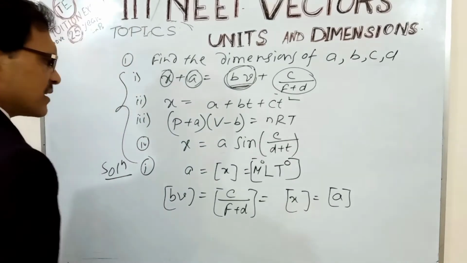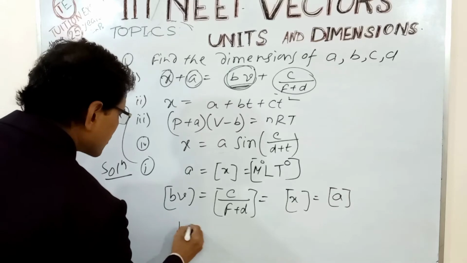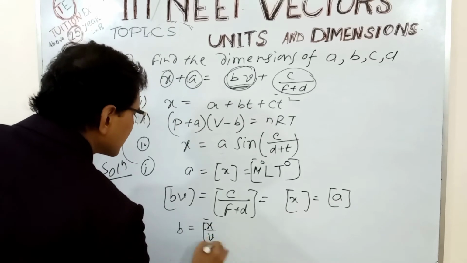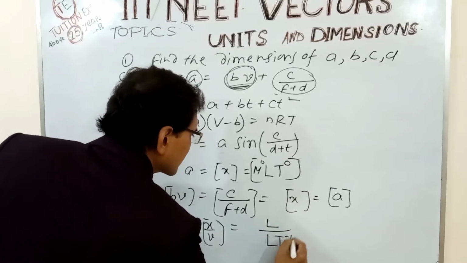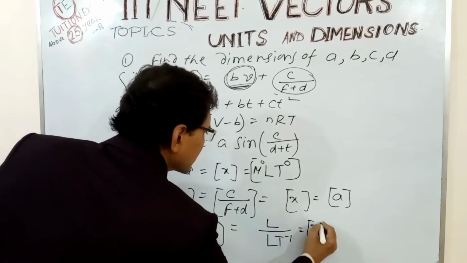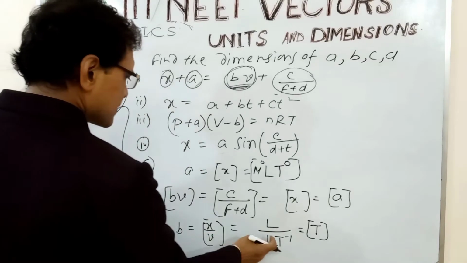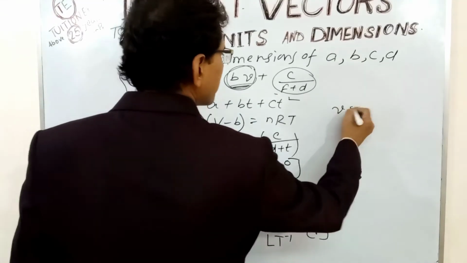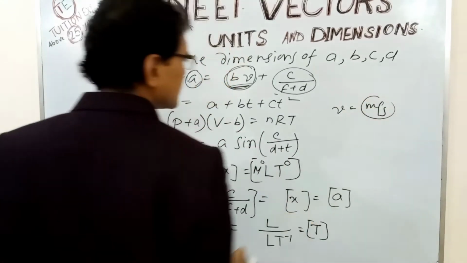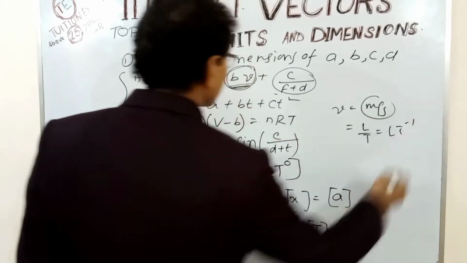So the dimension of x is L, so the dimension of b equals x by v, and this is the dimension of b. The dimension of velocity is L by T, meter per second. The unit of velocity is meter per second. So L by T.